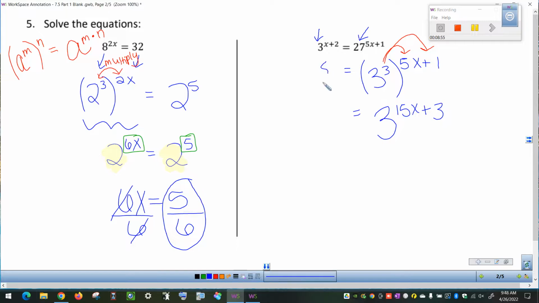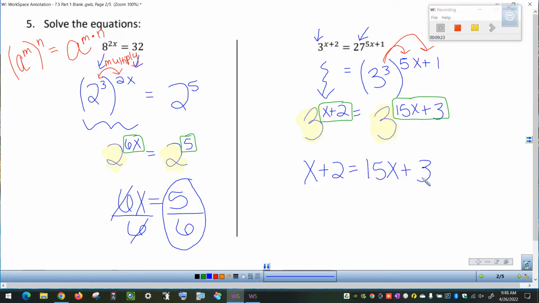Okay, now what's kind of nice on this one is we didn't have to make any changes on the left-hand side because that already has a base of 3. So let's just go ahead and bring that down. And so we can see now that we've got the same base of 3 on both sides. And so now we just simply set the exponents equal and continue solving for x. Sometimes it's a little bit more work at the end to actually get x by itself, but we're getting closer here, finding out that x plus 2 equals 15x plus 3.